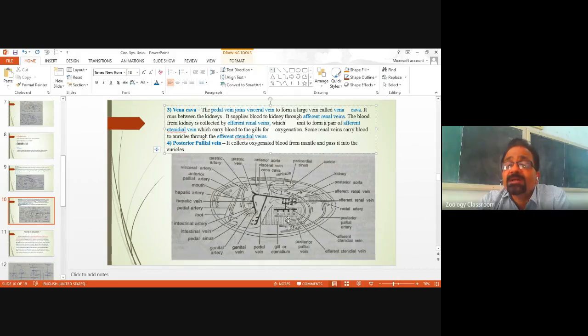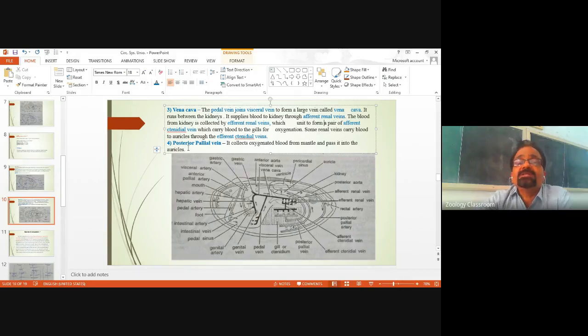See this efferent cnidial. Blood is collected by the efferent renals, and they are further collected by the efferent cnidial, and this efferent cnidial is running anteriorly and opening into the auricle. Can you see this journey of the blood? Blood is supplied to the gills by the afferent cnidial, collected by the efferent cnidial, and this efferent cnidial vein is carrying blood to the auricle.